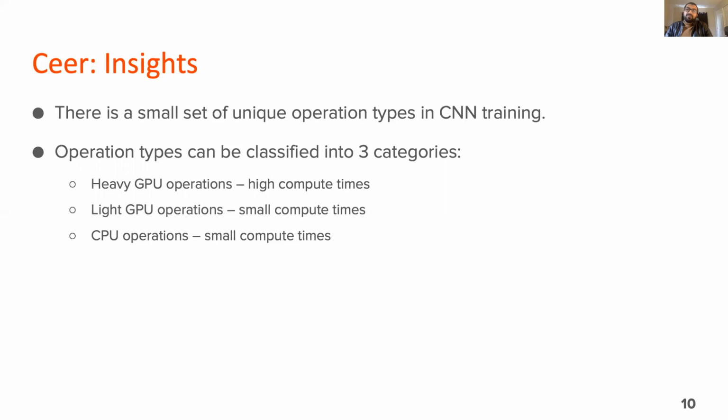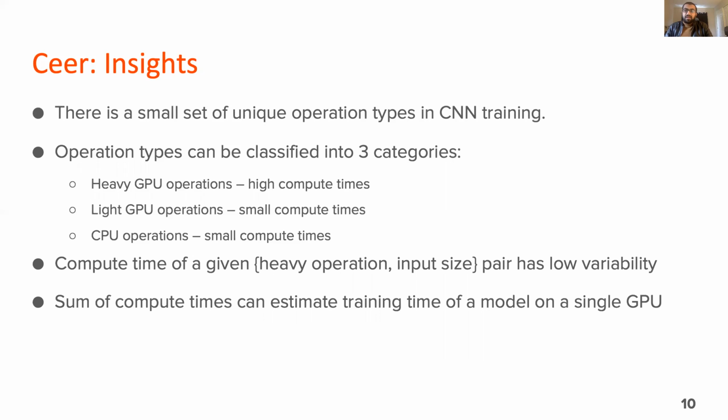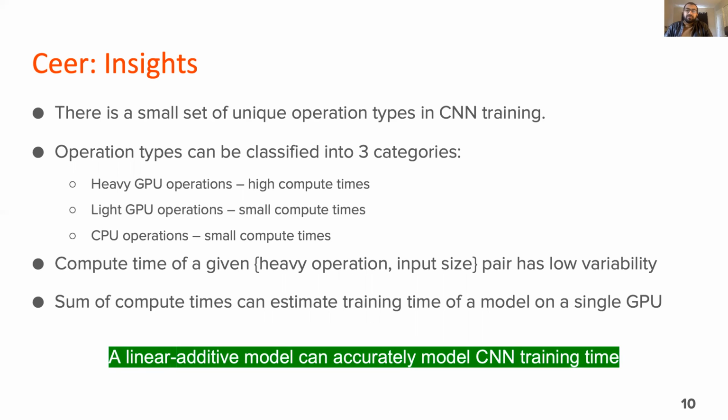Another type of GPU operations are light GPU operations. These operations have comparatively small compute times and tend to have higher variance in compute times for the same input size. There are also a few operations which must be executed on CPU. These operations also have very small compute times. For a given heavy operation type and input size, heavy operations have very low variance in compute times and hence can be predicted. GPUs typically execute one operation at a time. Therefore, a linear additive model using estimated compute times for different operations can result in accurate prediction of total training time.